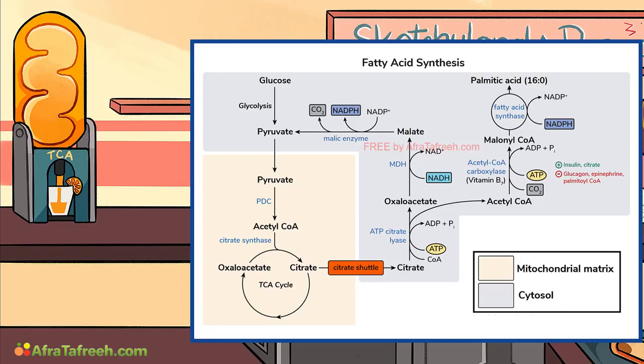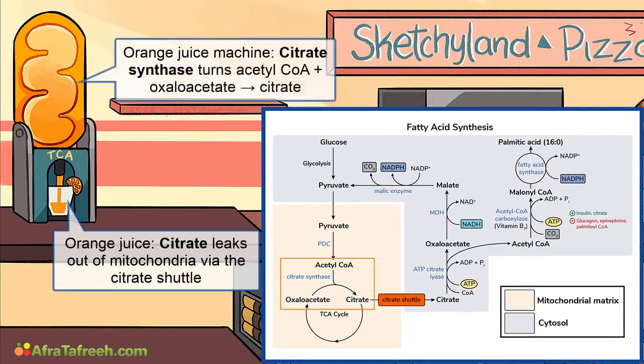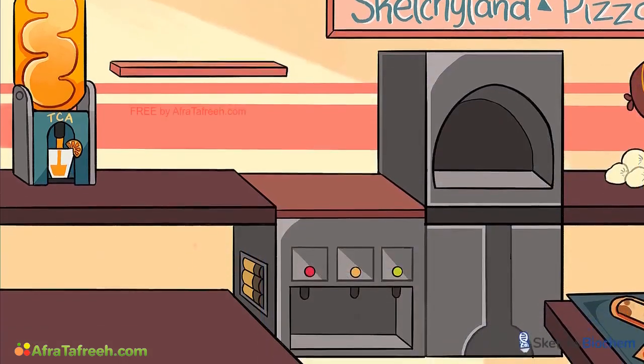If fatty acids are made in the cytosol and acetyl-CoA is hanging out in the mitochondria, then how do we transport acetyl-CoA out of the mitochondria? Acetyl-CoA can't just cross the membrane alone, but citrate, yes you can. Citrate synthase makes citrate from acetyl-CoA and oxaloacetate. Come grab a cup of OJ and watch citrate hop across the membrane like an Olympic hurdler.